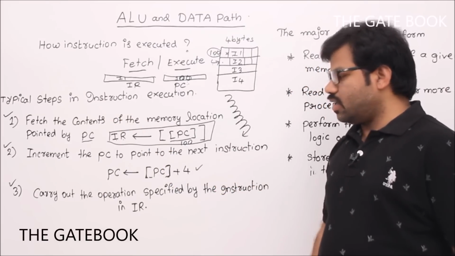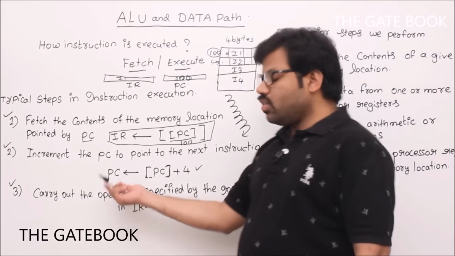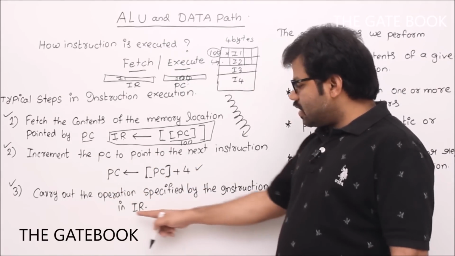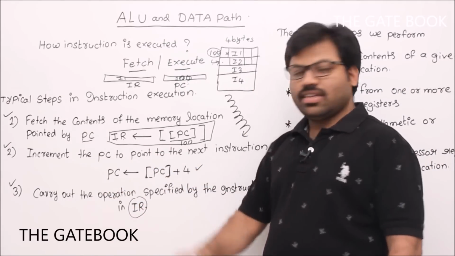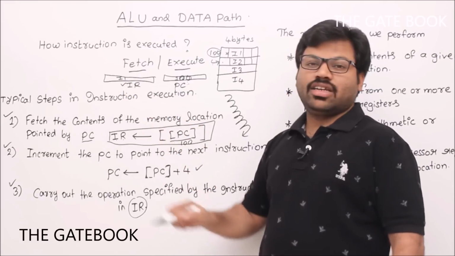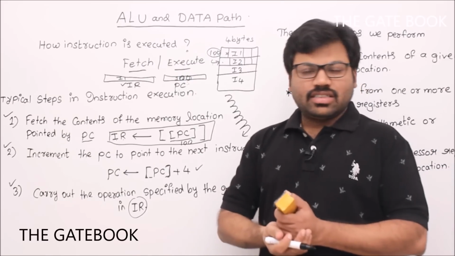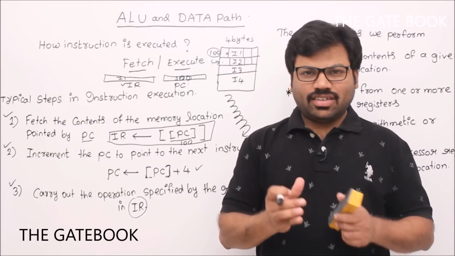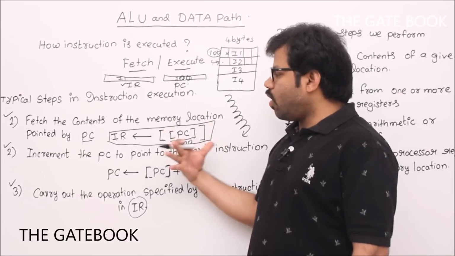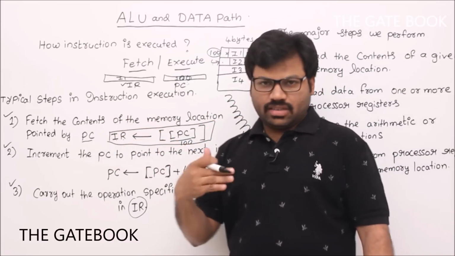You can easily understand. What is the third step? Carry out the operation which is specified by the instruction in the instruction register. That's it. Already we fetched the instruction, right? Now in the instruction register you execute it. But still you did not teach us how that instruction will be executed. I will explain that part. But if you see it in the broad way, there will be three things, correct?